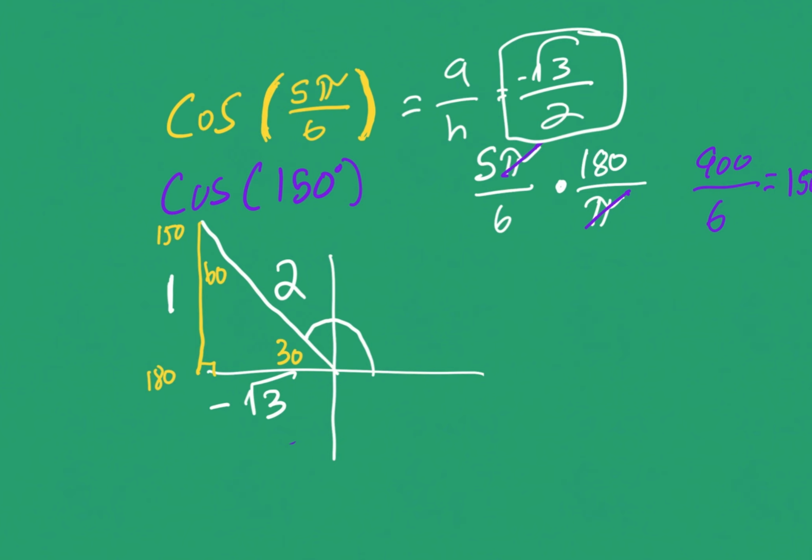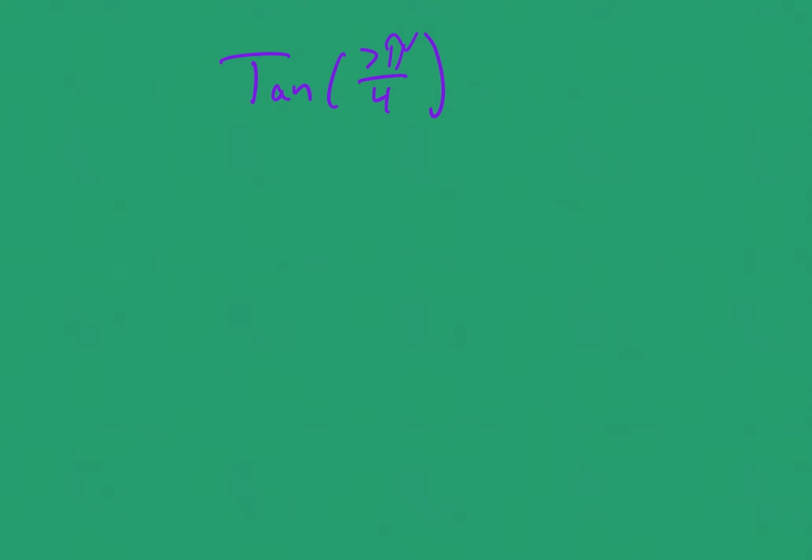So really this becomes about just turning them into what we did yesterday, taking it from radians to degrees and then following the same process. All right, let's look at the next one. Let's do the tangent of 7 pi over 4.